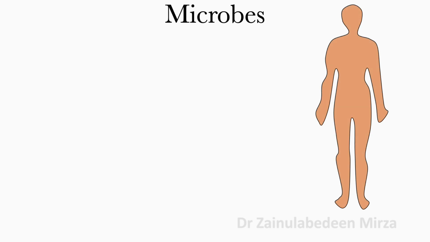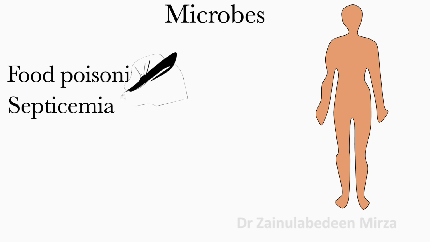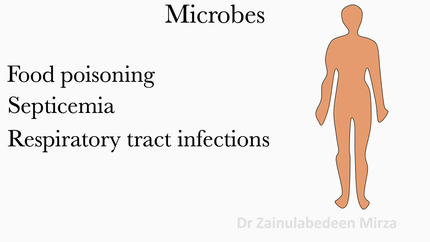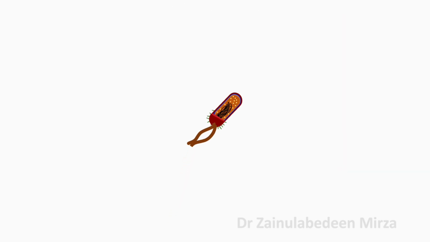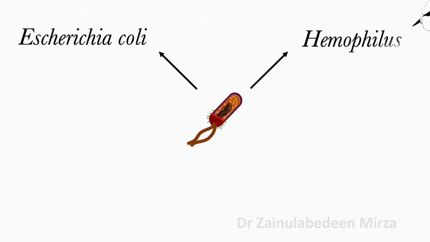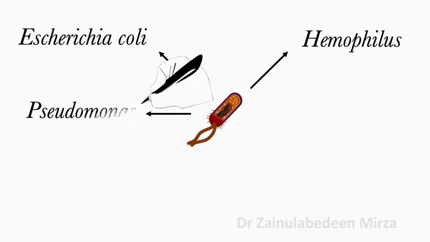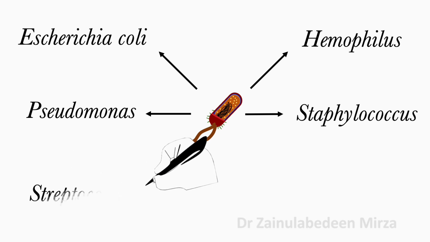The types of microbes are bacteria, viruses, fungi, and protozoa. Humans can get sick, and many diseases such as food poisoning, septicemia, respiratory tract infections, and meningitis are caused by bacterial infections. Bacteria like Escherichia coli, Haemophilus, Pseudomonas, Staphylococcus, and Streptococcus can cause infections in humans.